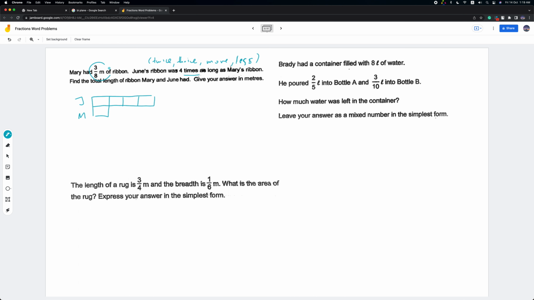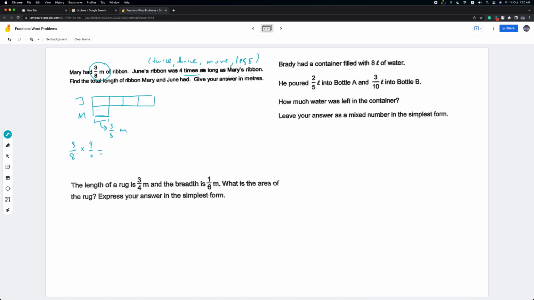Now, what other clues do we have? We have this 3/8 meter. So Mary here has 3/8 meter. We want to find the total length. Now, let's say you're not very used to models. What you would do first is find the length of June's ribbon. You will see that June has 4 units, so you will take 3/8 multiplied by 4.